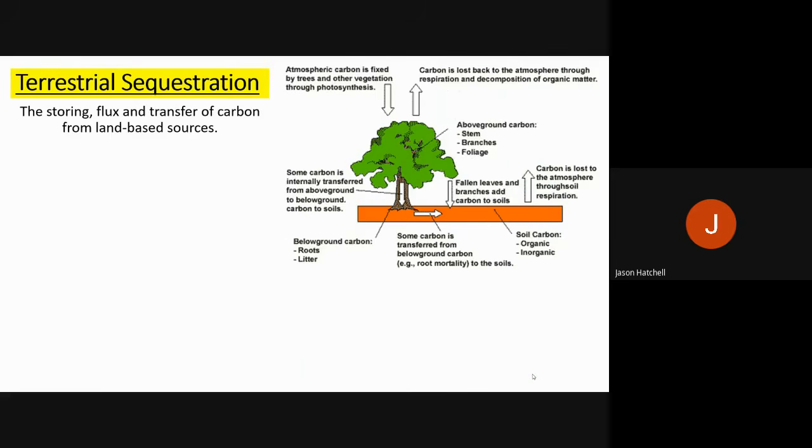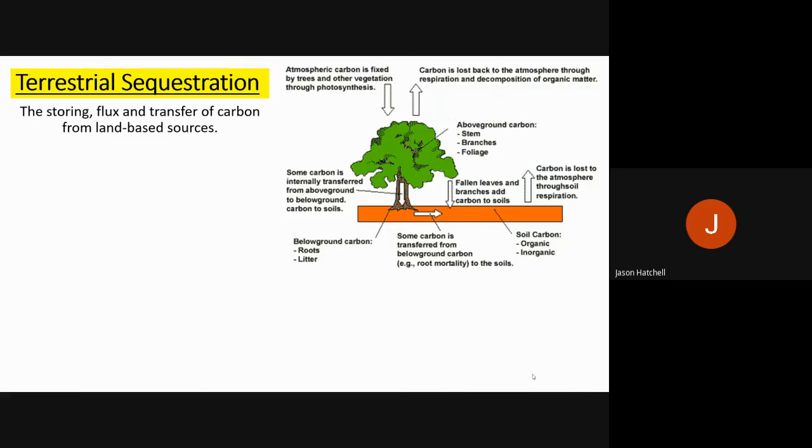We also have the idea of terrestrial sequestration. Now, the process is similar, except terrestrial means land-based. So this is the storing, flux, and transfer of carbon from land-based sources. You can see the image on the right-hand side here that's been annotated for you, showing you the process of how carbon moves through a land system with a tree.